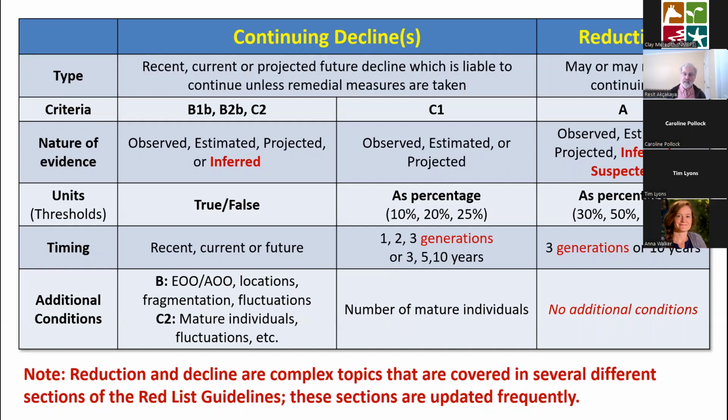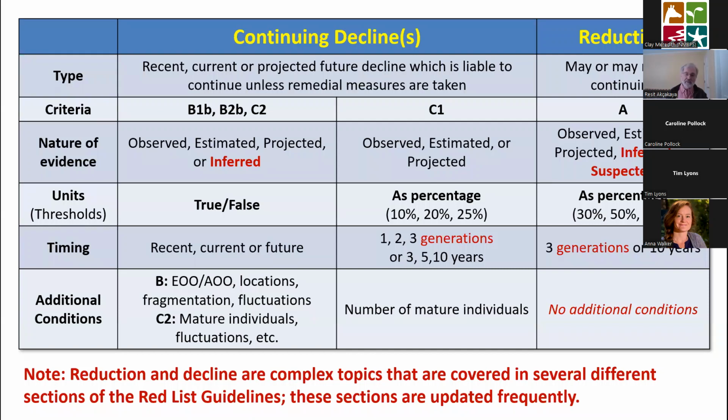The continuing decline at any rate can be inferred, and the units are basically whether there is decline or there is no decline. It's true, false. There is continuing decline, there is no continuing decline. Now, it's true, false, but as with any other parameter, this can also be uncertain. So if you think true is 1 and false is 0, you can actually enter any number in between those to indicate your uncertainty about whether there is continuing decline or not.